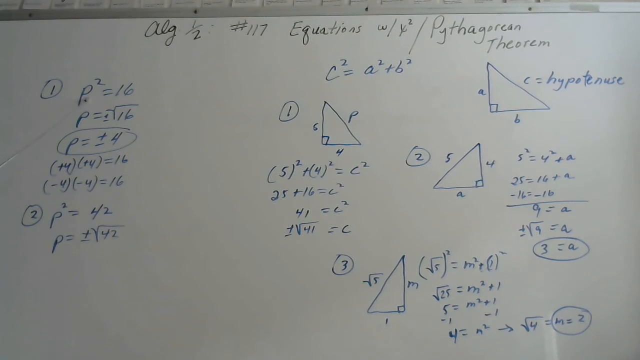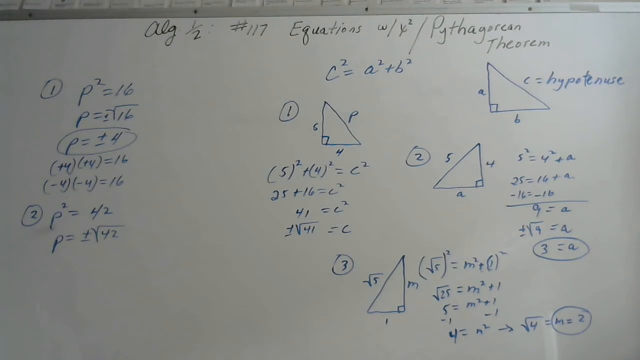Anytime you have a letter squared, what it does is it sends the square. You're going to remove the square from here and put it here. It's plus or minus the square root of 16. Well, the square root of 16 is 4, so the answer is plus or minus 4, and I'll show you why. A positive 4 times a positive 4 is 16. A negative 4 times a negative 4 is also 16.